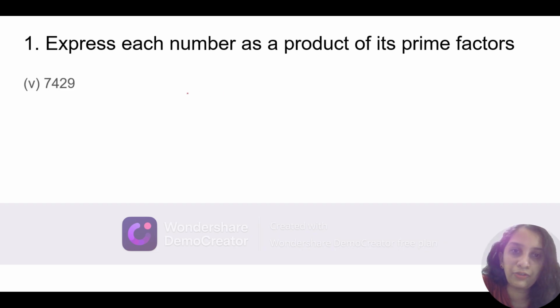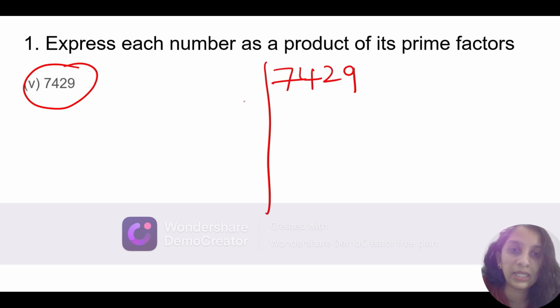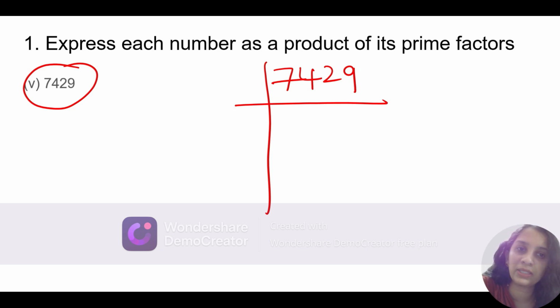Okay, the fifth question is 7429. This is a bit complicated. This number is a bit complicated because it is not divisible by 2, it is not divisible by 3, it is not divisible by 5, it is not divisible by 7, but it is divisible by 17.